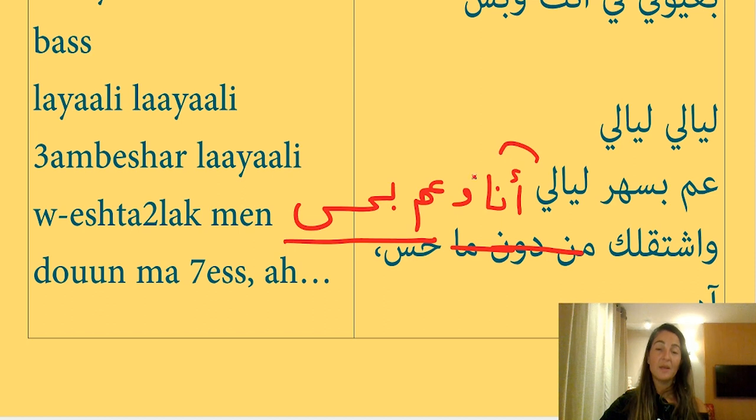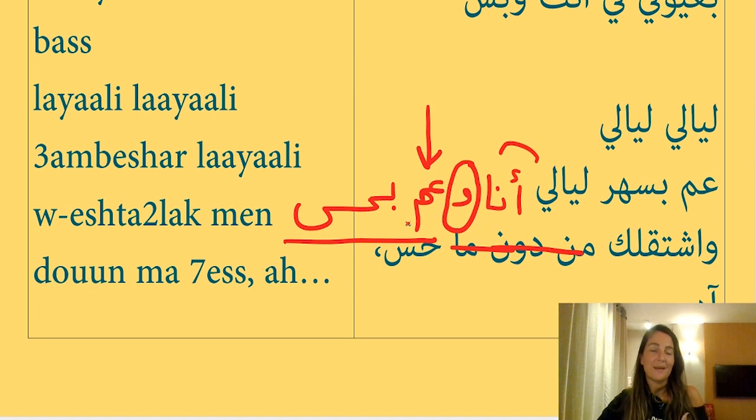Anna is I. Wu means usually and. But you know what? When you put the wow exactly before the am, it means no more and. No, it means while I am feeling. Whilst I am feeling. اشتاق لك أنا وعم بحس. So I'm staying up late and I'm missing you whilst I am feeling. Okay? Like, it's a way to say I am consciously missing you.